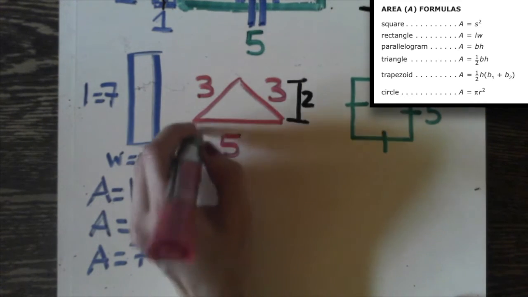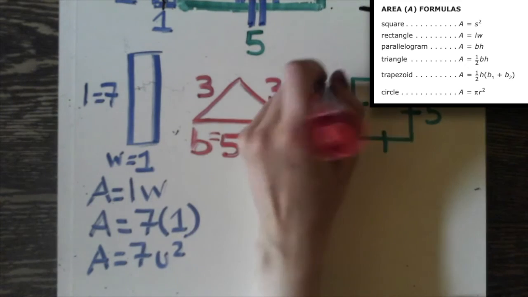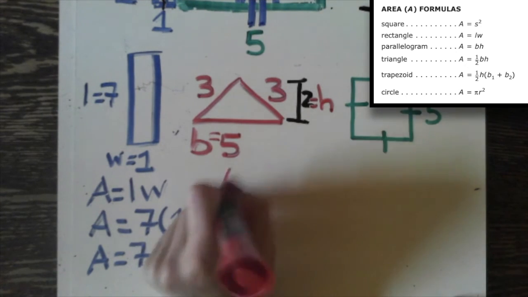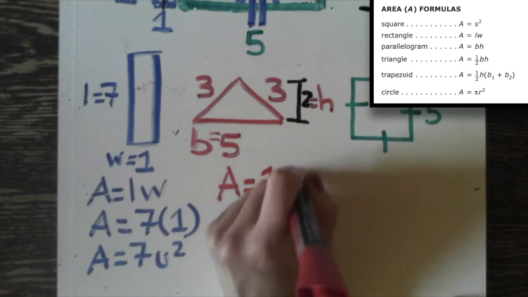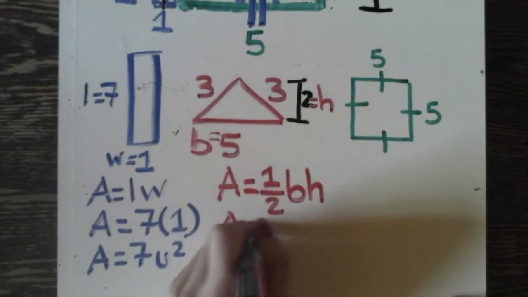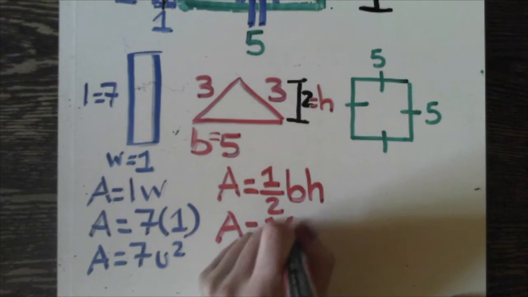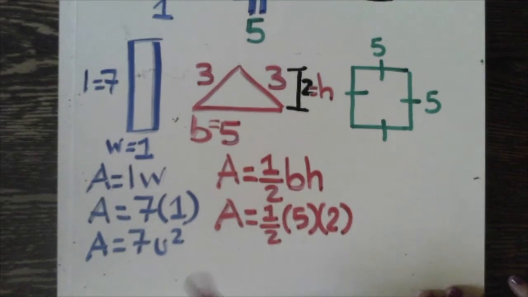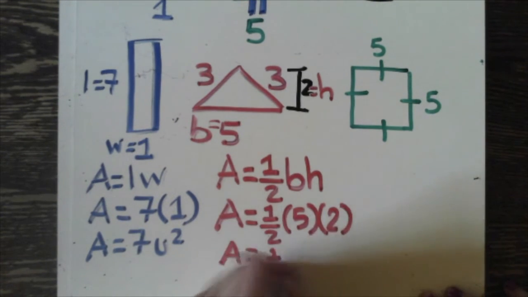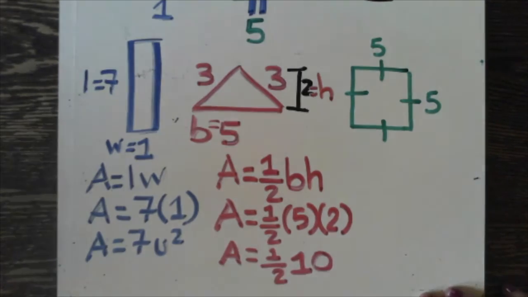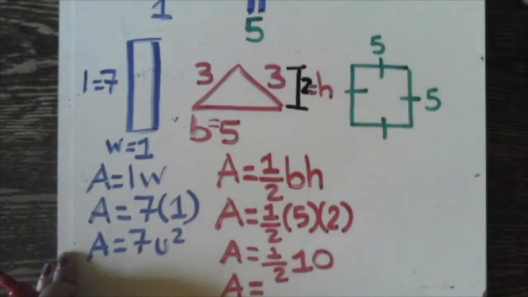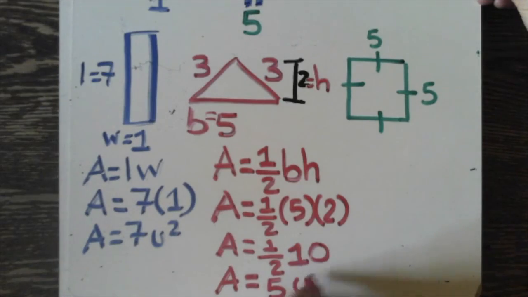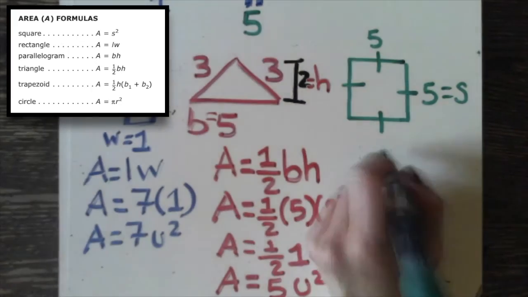For the triangle, I need to find my base and I need to find my height because my formula is area is equal to 1/2 of base times height. 1/2 of 5 times 2. I know 5 times 2 is 10, so I write 1/2 of 10, and 1/2 of 10, or 10 divided by 2, is equal to 5, so I have 5 square units.